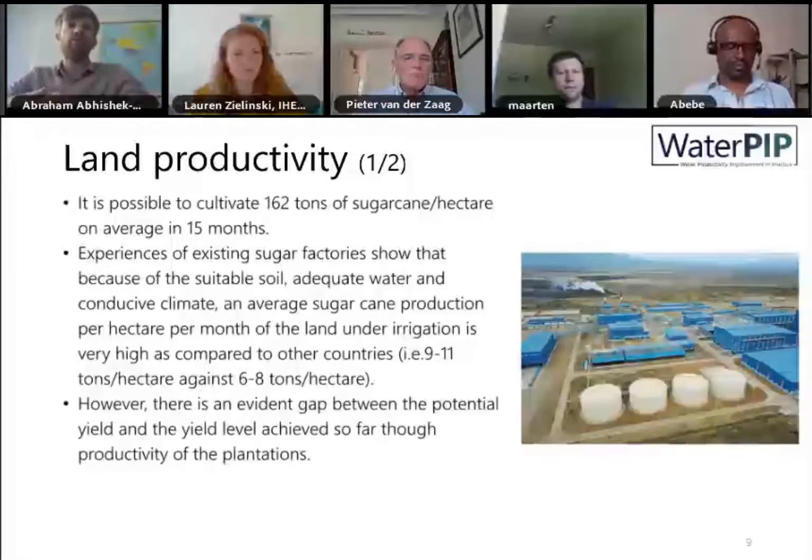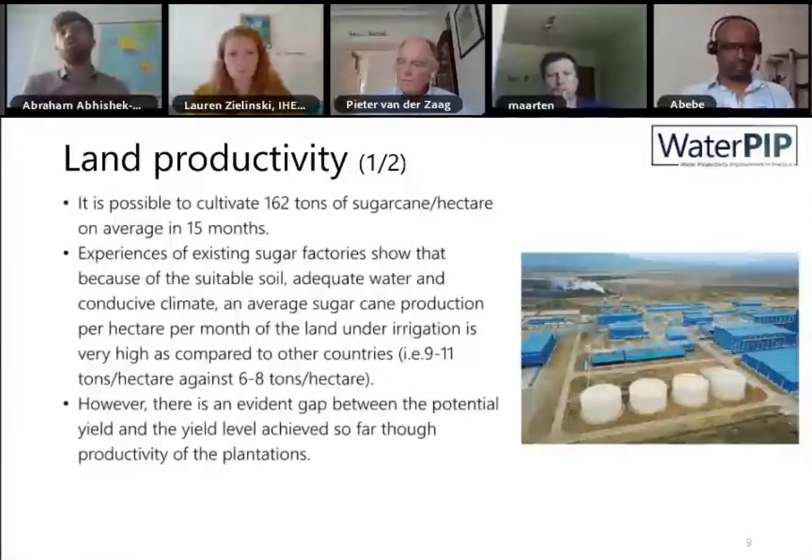And the average sugarcane production per month would amount to more or less 9 to 11 tons within Ethiopia, comparing that to 6 to 8 tons per hectare per month, which are common in other parts of the world. But as mentioned, there is an evident gap between the potential yield and the yields that are actually being achieved so far.